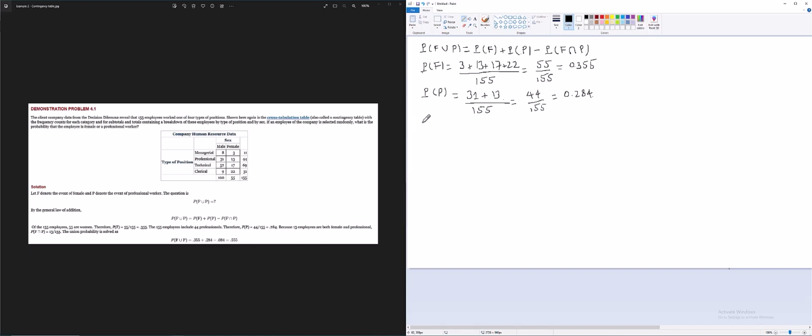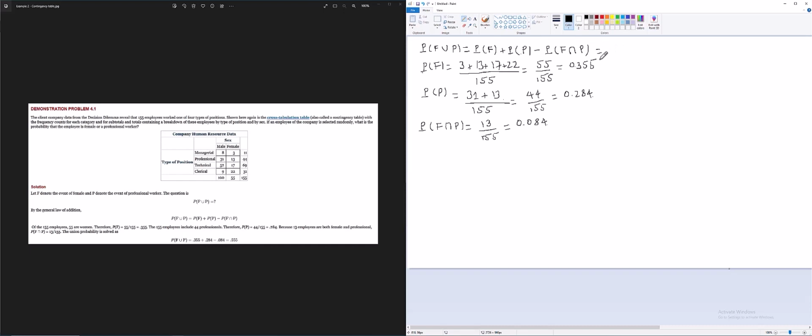Now we have the intersection to deal with, right? So the probability of F intersect P, which is the probability of an employee being a female and a professional, which is if you look at the column for female and then the row of the professional, and the count there is 13. So we take that, divide by 155, and that gives you 0.084. Now we have all the quantities we need.